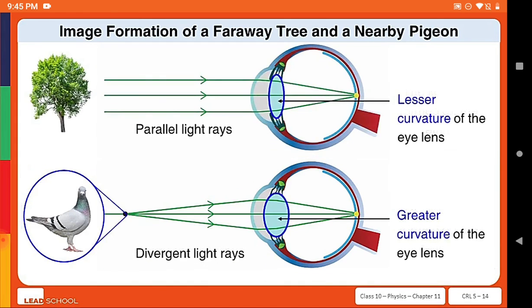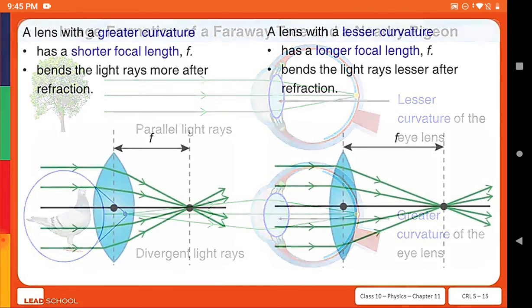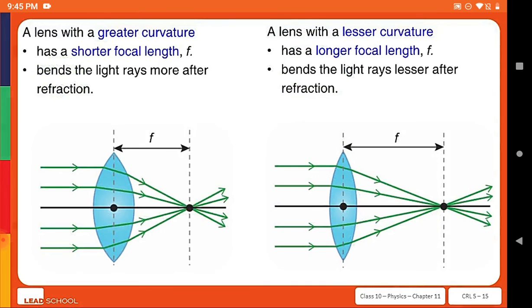Do you notice that the curvature of the lens is lesser for image formation of the far-away tree? However, it is greater in the case of formation of the image of nearby vision. We know that the bending of light after refraction by a spherical lens is more for a lens with a greater curvature and hence a shorter focal length.